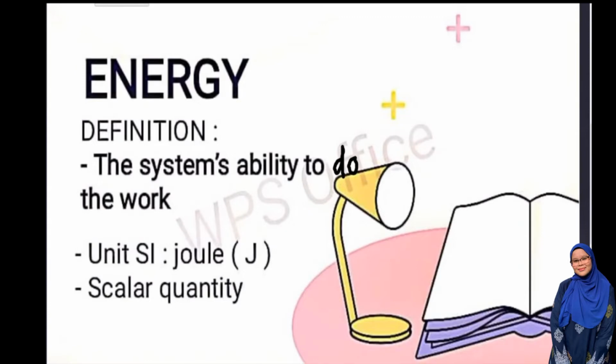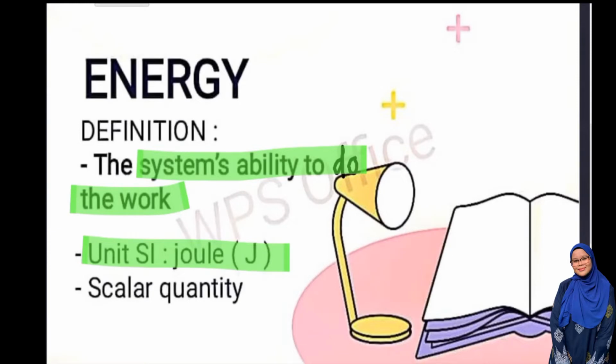Okay, first of all, we have to know that what is energy. So, the definition of energy is the system ability to do a work. So basically, when there is work, so there is energy. And unit SI for energy is joule. Energy is a scalar quantity because there is magnitude only. We don't have the direction.